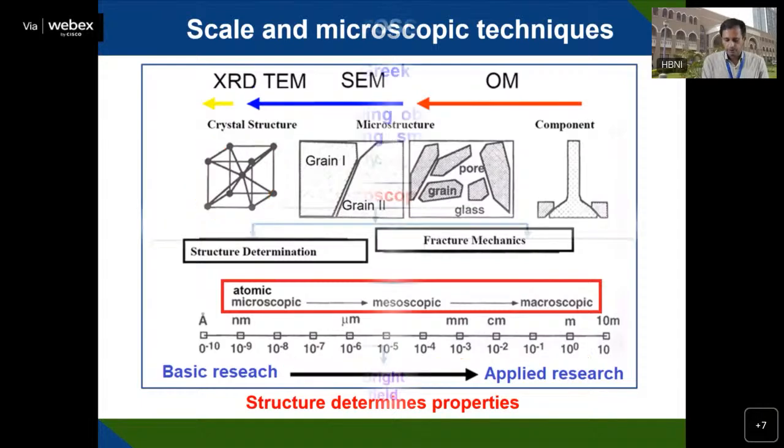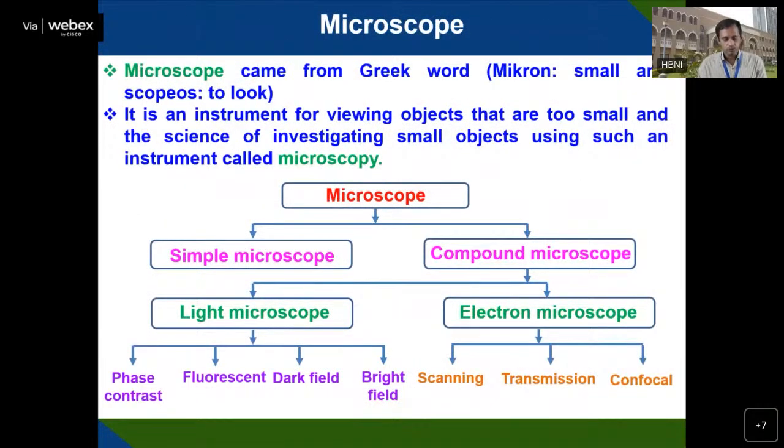Microscope comes from the Greek words micron, meaning small, and skopein, to look. Using these two words, the word microscope was formed, and it is used for viewing objects that are too small. To see a small object, you have to magnify it, so that you are able to see that particular object. That's why it is called a microscopic technique.